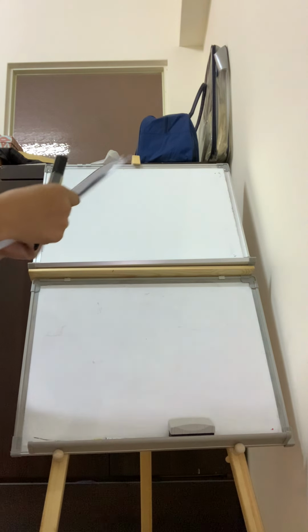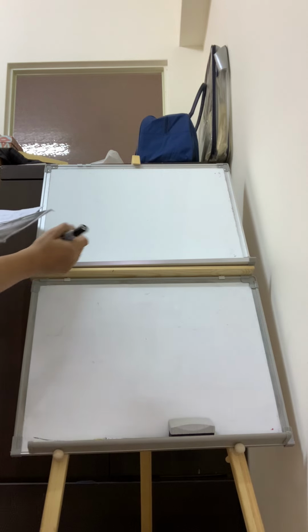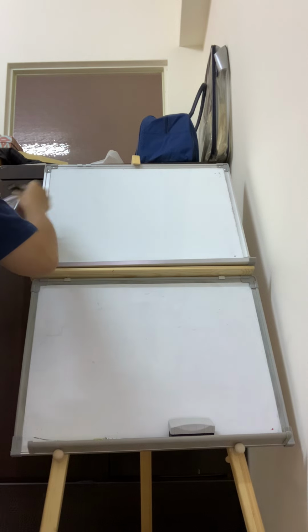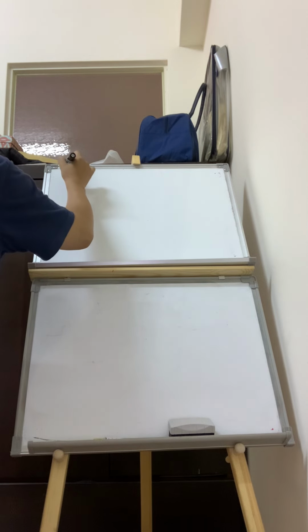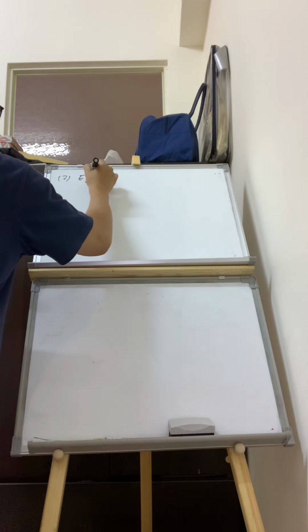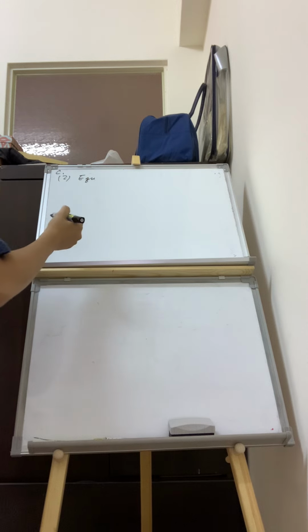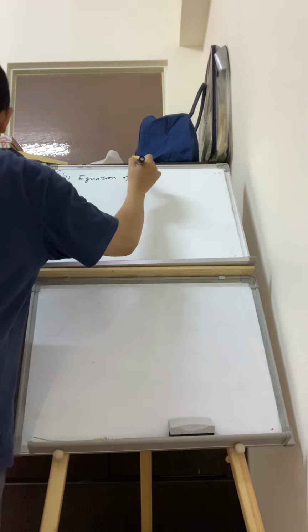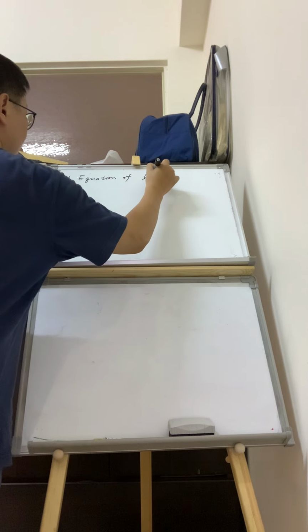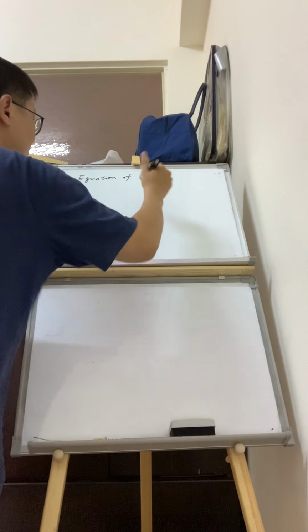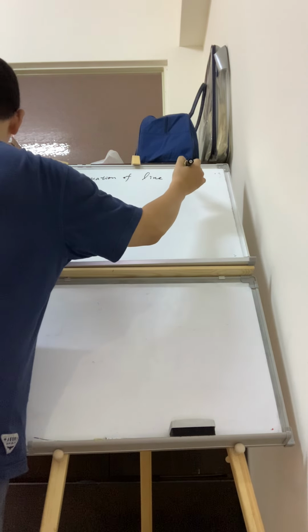Okay, so it's the second topic you should know in chapter 10, equation of line. It's still topic C, and it's the equation of line in the three-dimensional coordinate system.